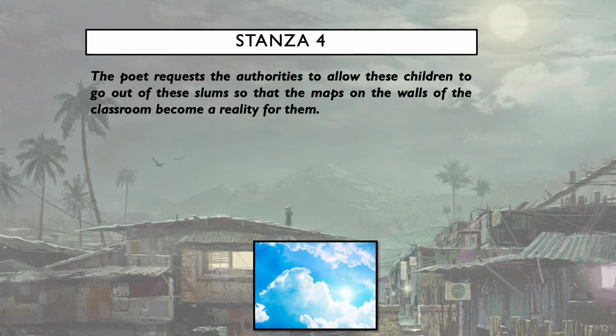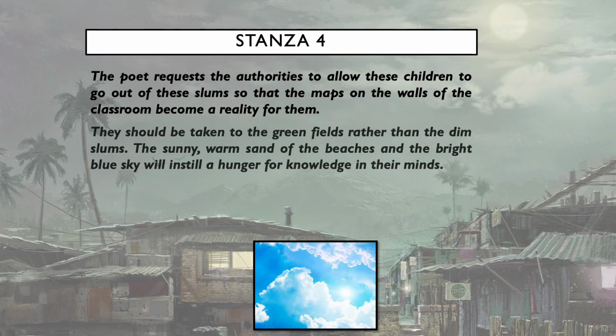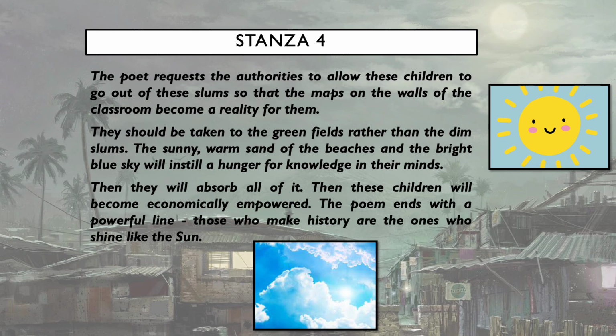The poet requests the authorities to allow these children to go out of these slums so that the maps on the walls of the classroom become a reality for them. They should be taken to the green fields rather than the dim slums. The sunny, warm sands of the beaches and the bright blue sky will instill a hunger for knowledge in their minds. Then they will absorb all of it. Then these children will become economically empowered.